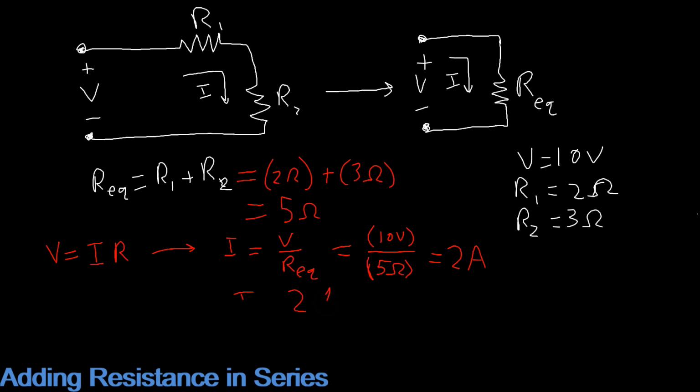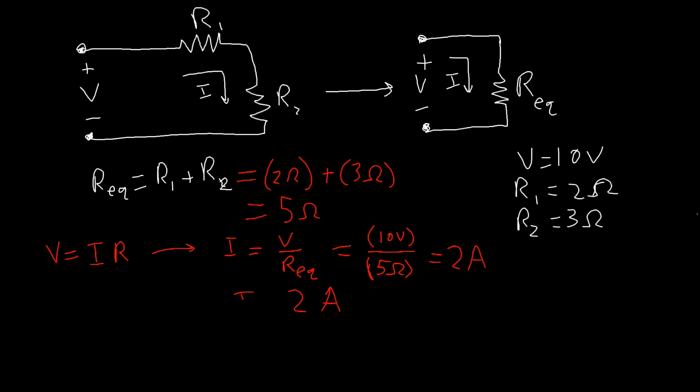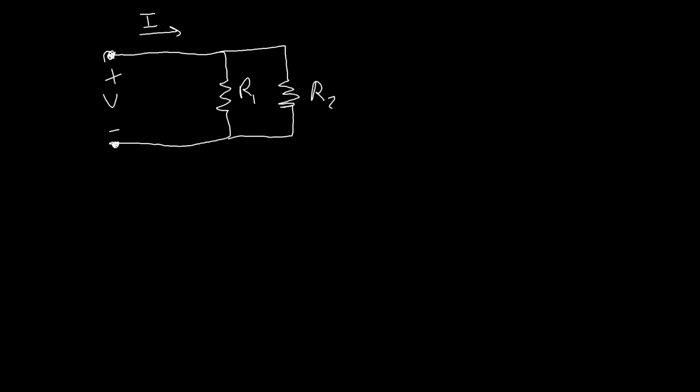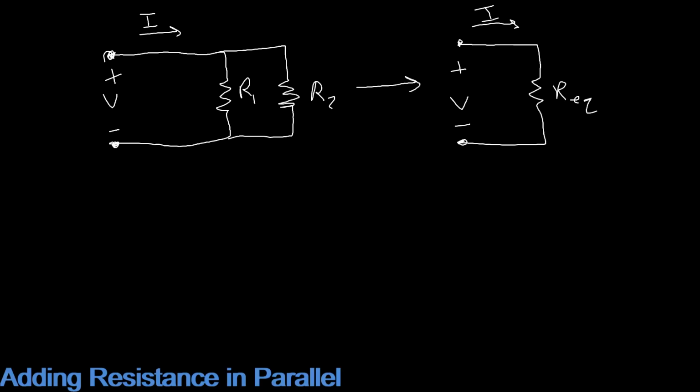Very good. Now let's do the same thing, but instead of putting the resistors in series, we're going to put the resistors in parallel. When adding resistors in parallel, it is a slightly different procedure. So our equivalent resistance is equal to 1 over resistor 1 plus 1 over resistor 2. And then take the inverse of that. So 1 over everything in the parentheses.